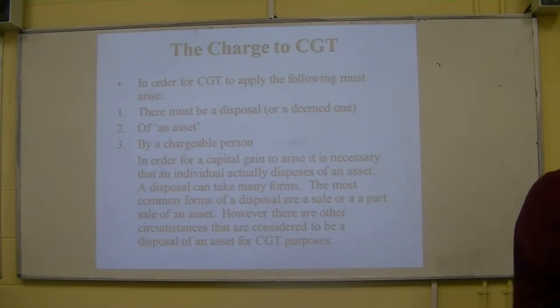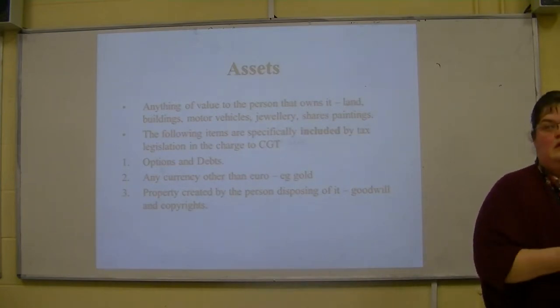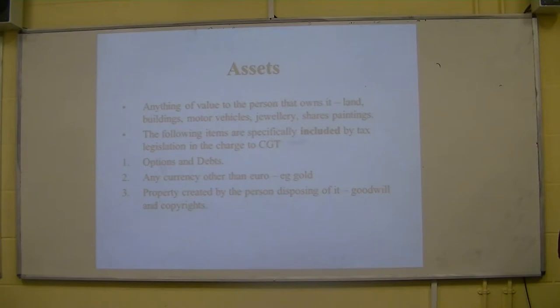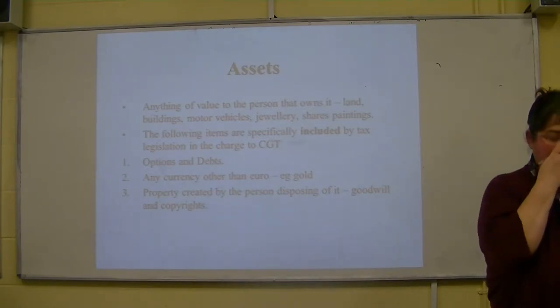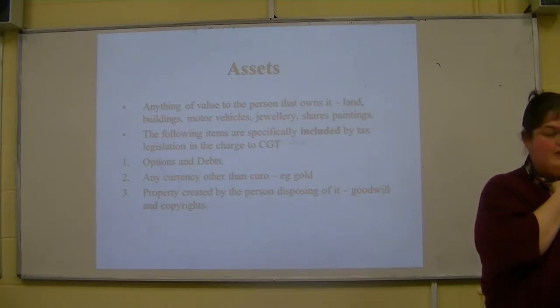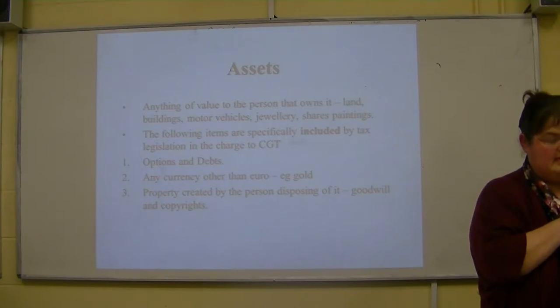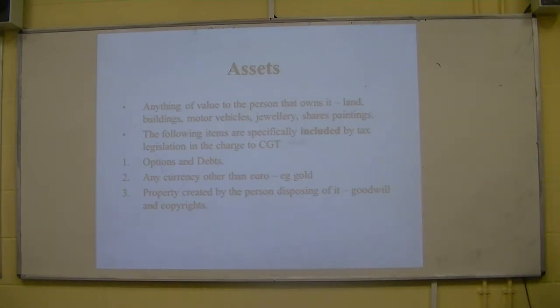So if you go over the page there, okay, anything of value that the person owns, we're talking about land, buildings, motor vehicles, jewellery, shares, paintings. Okay, they're the most obvious ones. And the following items are specifically included by tax legislation in charge of CGT: options and debts, any currency other than euro, property created by a person disposing of it, goodwill and copyrights. Goodwill might actually come in some of your questions, because when there's a business being sold, goodwill might actually be part of the question.